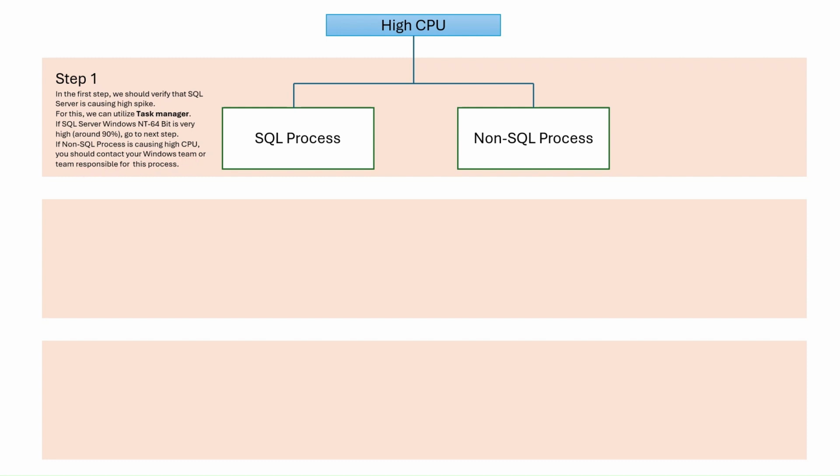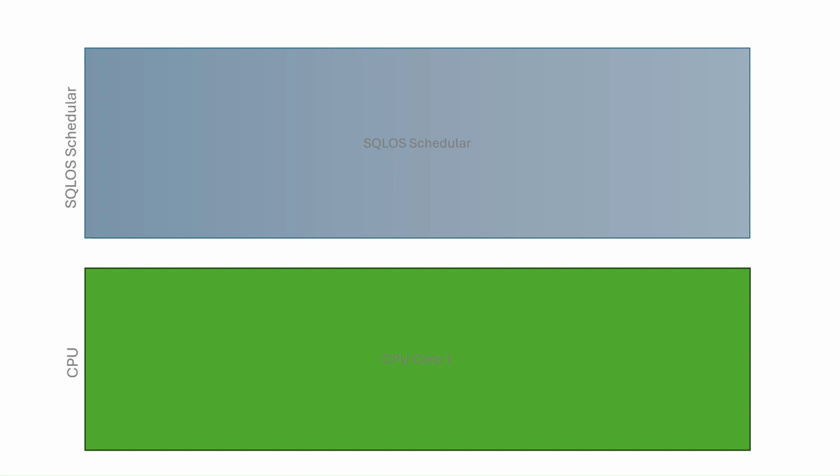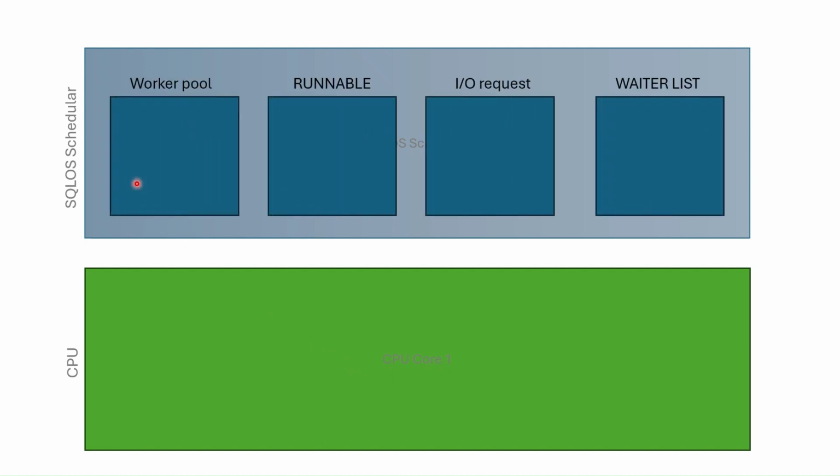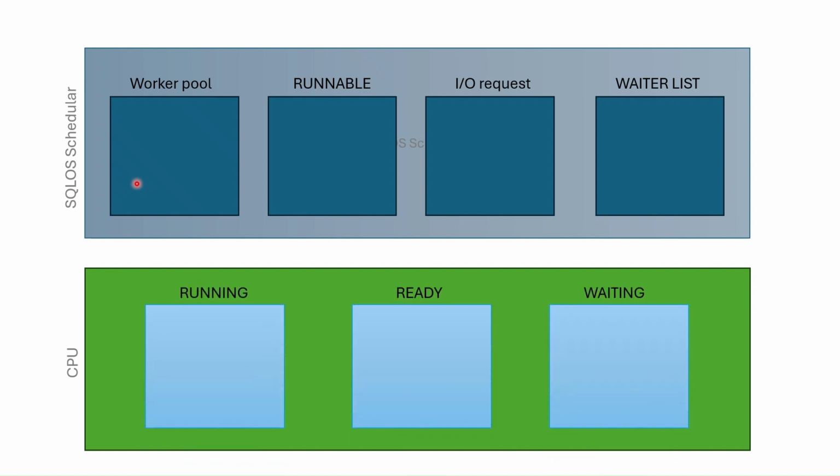Let me explain how this happens in the background. As also mentioned in my previous sessions, when you run SQL Server queries, a task is created for this query and this task is scheduled inside SQL OS and run on the Windows CPU. SQL OS consists of a worker pool, runnable queue, IO request queue, and a waiter list. Also, the Windows CPU has running, ready, and waiting queues.